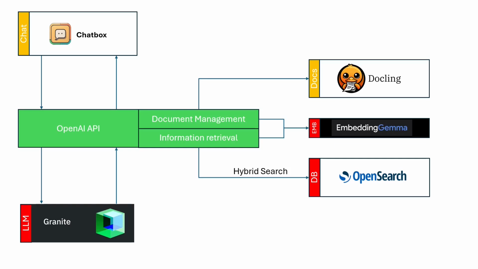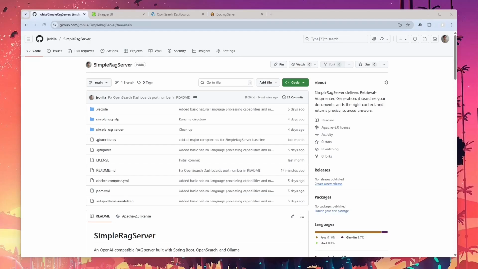The OpenAI API layer delivers compatibility and ease of use. Document management ensures our content is always up to date, valid, and ready for retrieval. Information retrieval powers semantic search, so our server delivers meaningful, grounded answers to every query. With these pillars in place, our Simple RAG Server will be practical, extensible, and ready for real-world tasks.